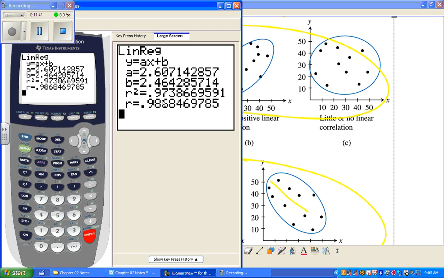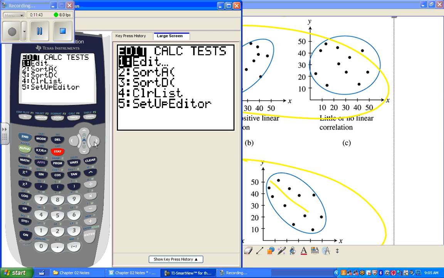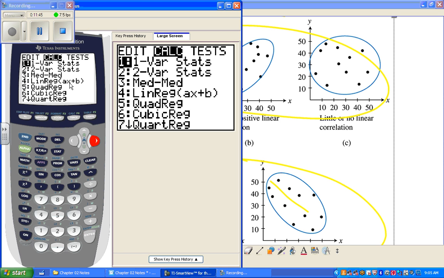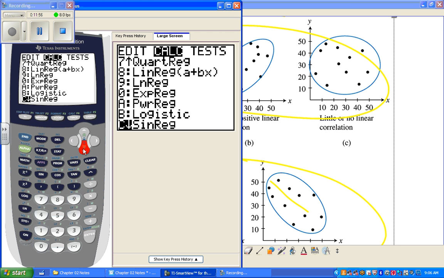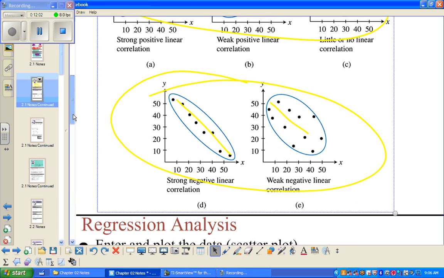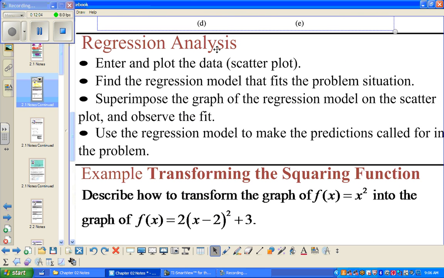So if you go back to statistics, you can see in statistics and calc, there's a linear regression, number 4, a quadratic regression, a cubic regression, a quartic regression, and so on. There's a bunch of different ones we'll use throughout this year, and you'll use the r squared to compare between the different ones.